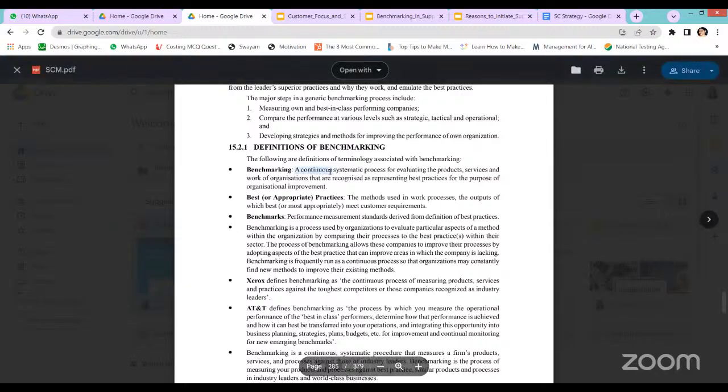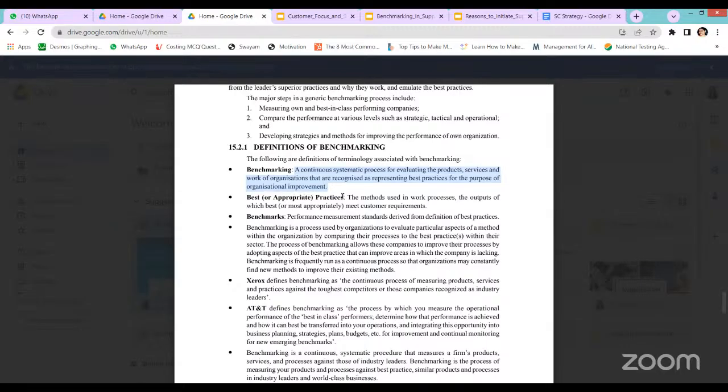Benchmarking is a continuous systematic process for evaluating the products, services, and work of organizations that are recognized as representing best practices for the purpose of organizational improvement. The best practices with relation to service, quality of product, cost, whatever it is, standing apart from other organizations by adopting best practices, itself stands as a benchmark or ideal for the other firms in the same industry.